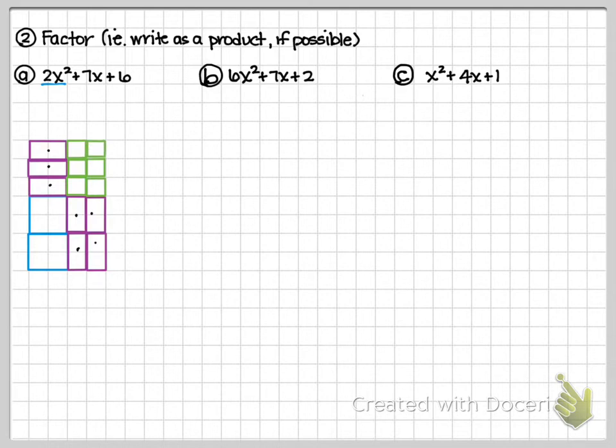So double check. I have the 2x squared tiles. I have the 7 purple x's that I found. And then 1, 2, 3, 4, 5, 6 unit tiles. All right. Now all we need to do is figure out what the dimensions of this are. So let's take a look back. Remember that this was an x squared tile. So the dimensions of that are x and x.